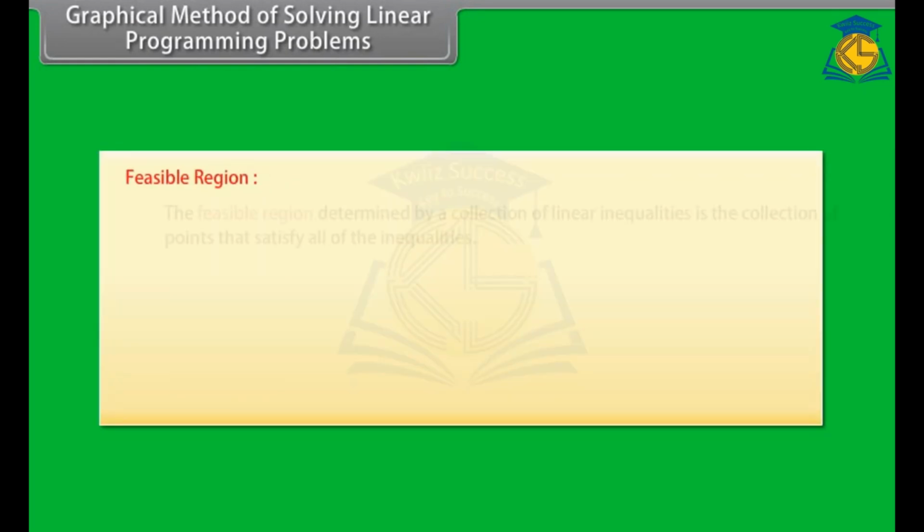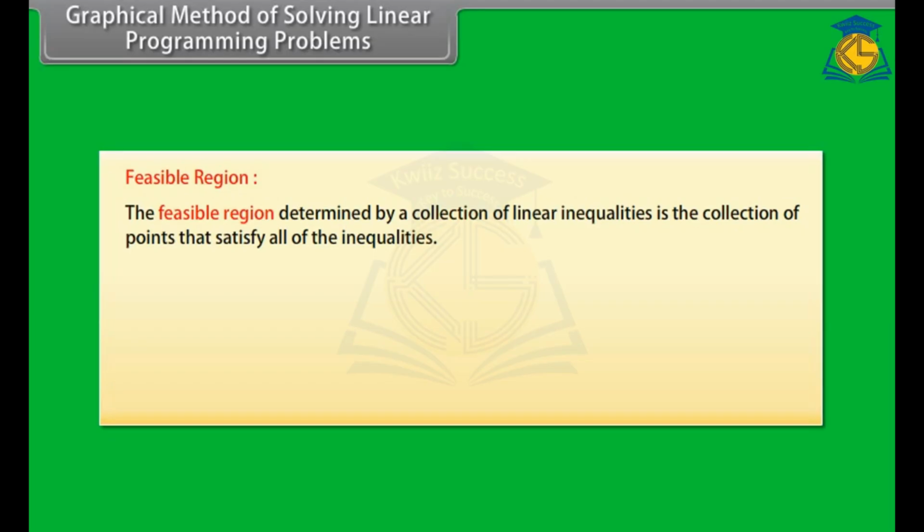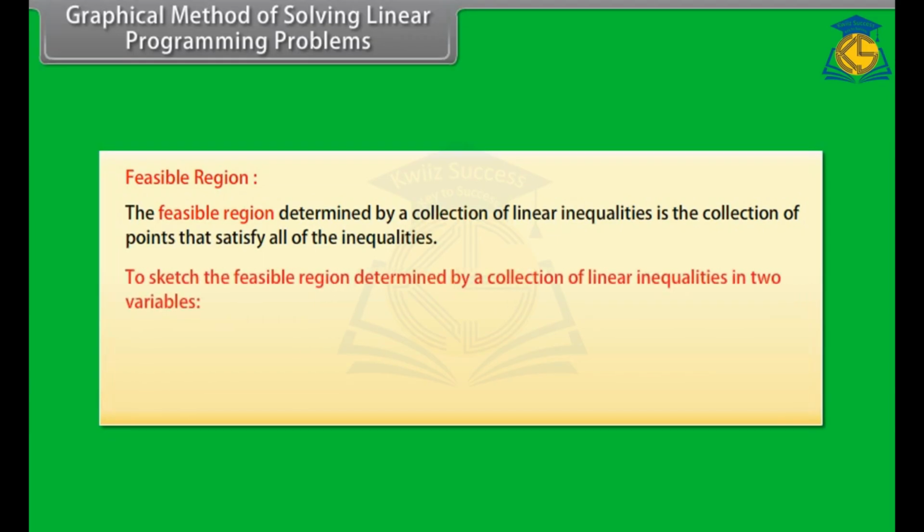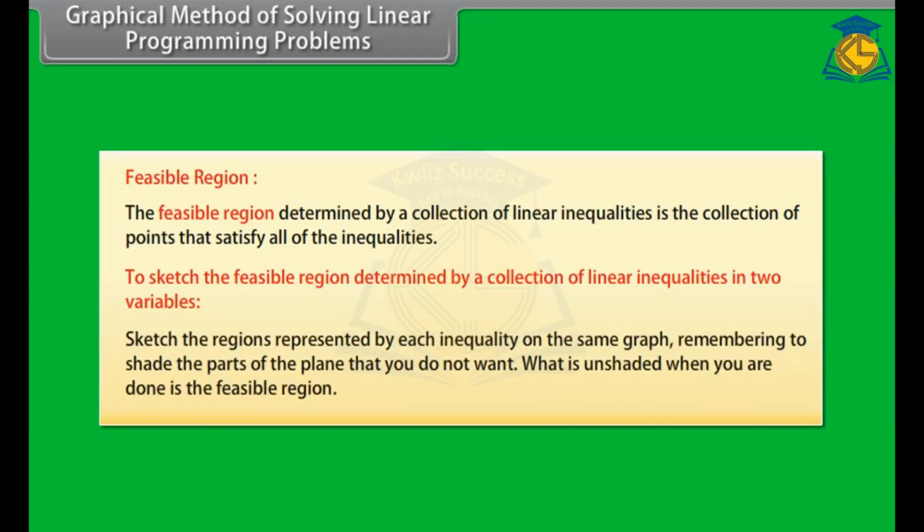Feasible region. The feasible region determined by a collection of linear inequalities is the collection of points that satisfy all the inequalities. To sketch the feasible region determined by a collection of linear inequalities in two variables, sketch the regions represented by each inequality on the same graph, remembering to shade the parts of the plane that you do not want. What is unshaded when you are done is the feasible region.